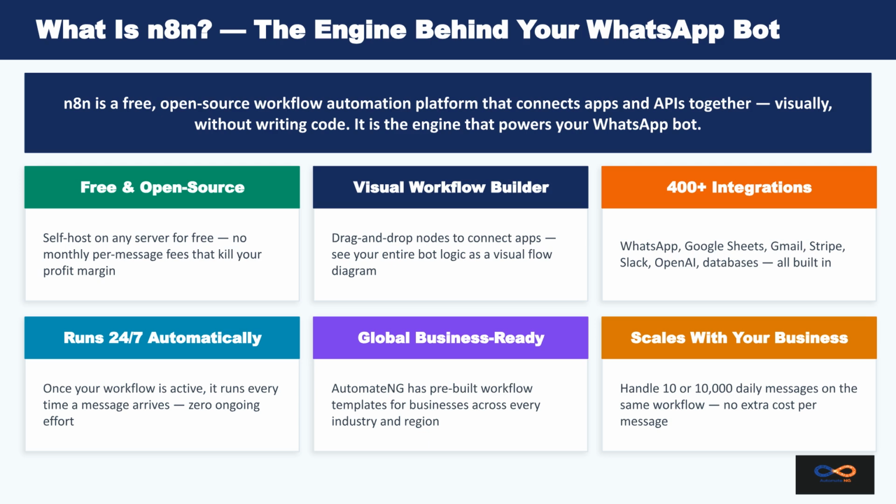This is what AutomateNG specializes in teaching. Have you used Zapier or Make before? n8n is more powerful, free, and self-hostable. Same visual concept. Now we start the actual setup. First, let us connect WhatsApp to n8n using the Meta API.